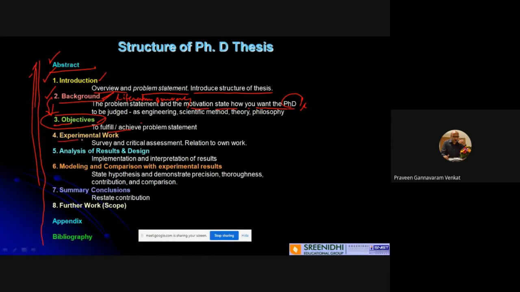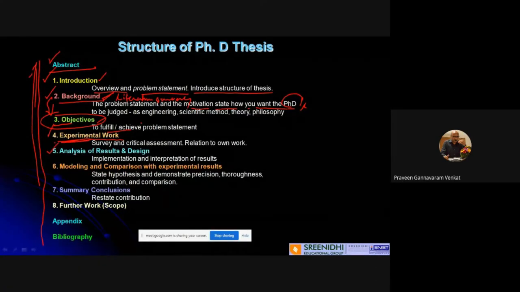Next one is methodology. This comes under methodology, which could be experimental work based on the literature survey and our objectives. Next, what results are obtained in the experimental analysis? Our results should be analyzed, and further we can make some design.